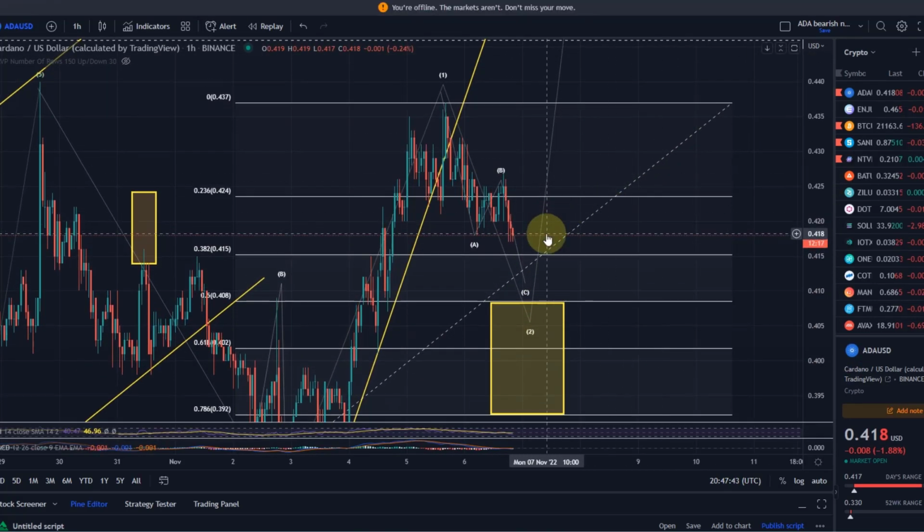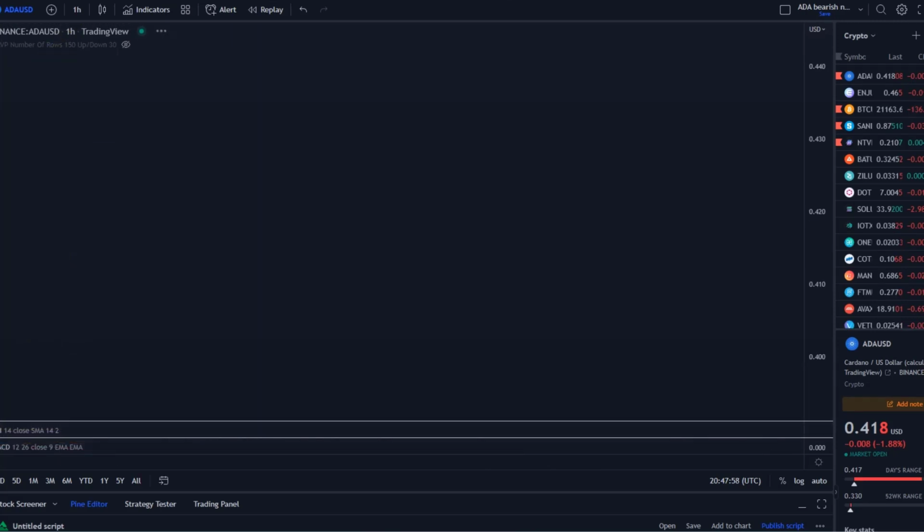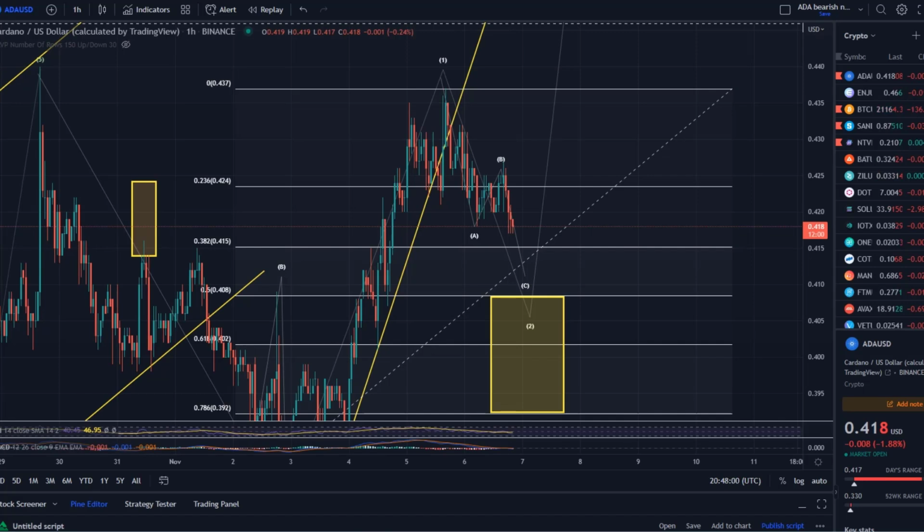First chance for it to turn around is already at the 38.2% Fib level, 41.5 cents, but it's not a very likely reversal point for ADA here. In a wave 2, you would ideally be looking at the 50% Fib level at least, and that would also match the projection here between waves A and C.